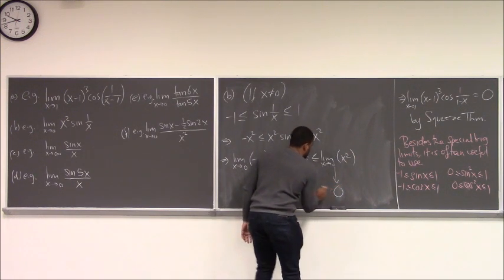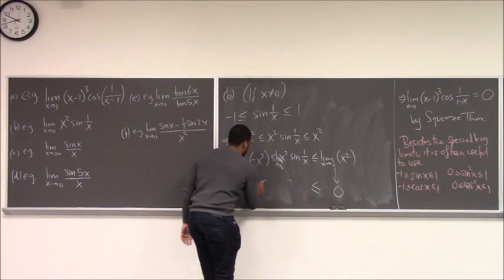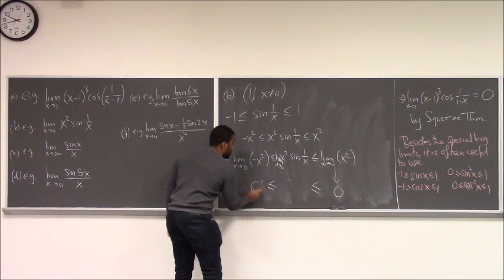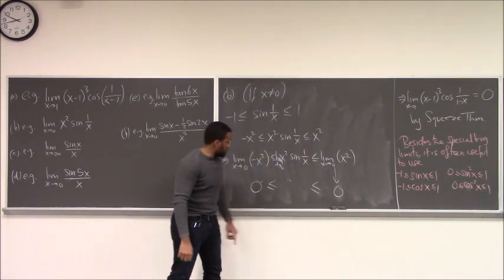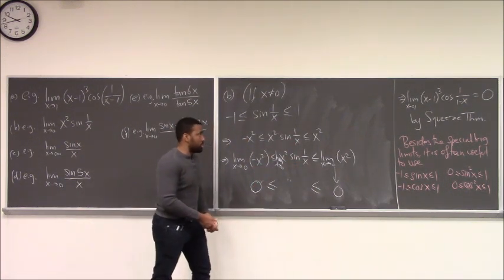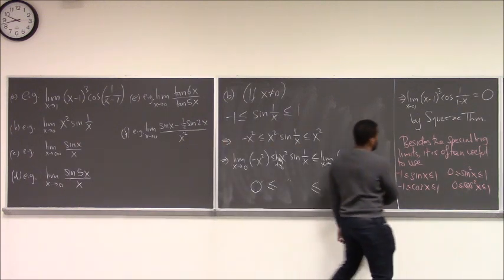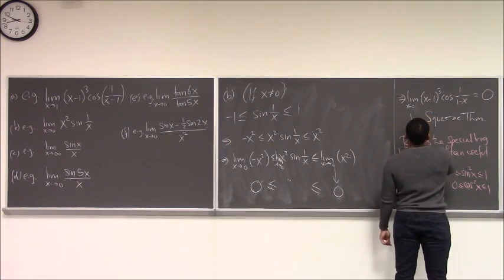This will give you 0, and this will give you 0. So we have this limit is less than or equal to 0, and at the same time it's greater than or equal to 0. The only way for that to happen is if it's actually equal to 0.